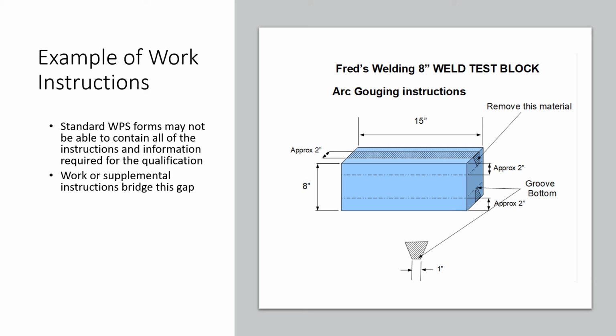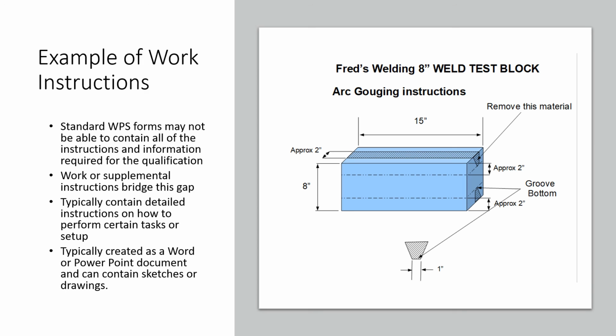Work and supplemental instructions bridge the gap between what can go on a WPS and what sometimes we need in the local environment. Work instructions generally contain certain tasks or setup, like this one. It's to gouge out the weld test groove that we were going to utilize. And I usually do them in Word or PowerPoint, write them up. And then any sketches I do in LibreOffice or on Google Draw.